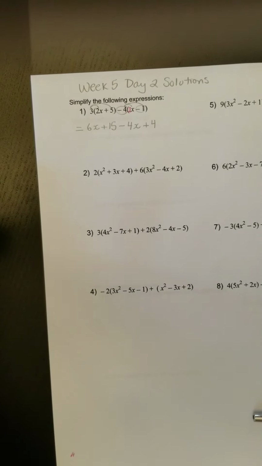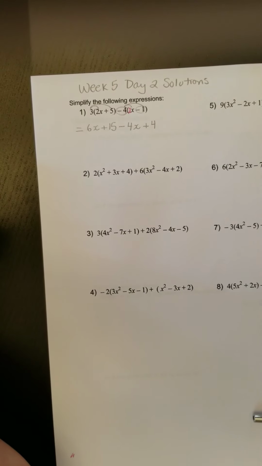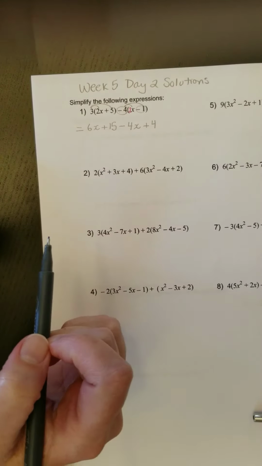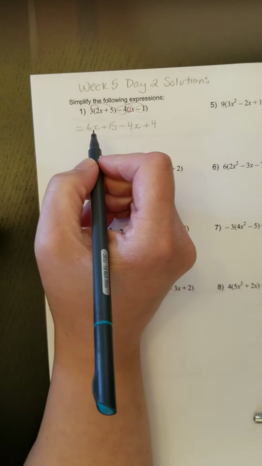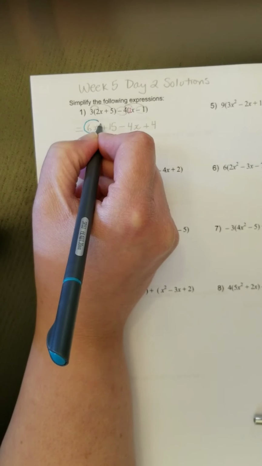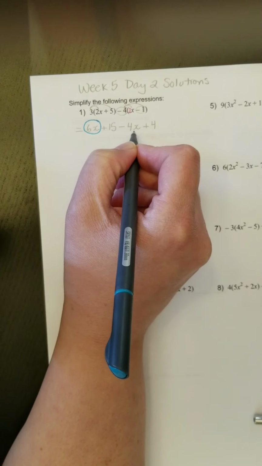Now we can look at these terms when we're gathering up our like terms. We know that we need to look for the x terms and the number terms. And in this one, there's no x squared. So this first one's a little bit easier. I see that I have a term here that's 6x and a term here that's 4x.